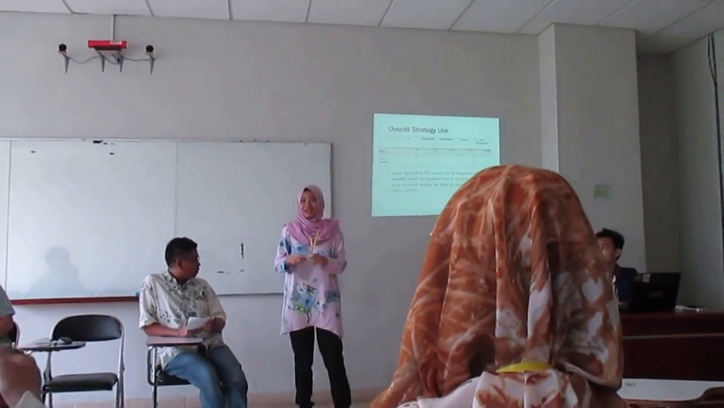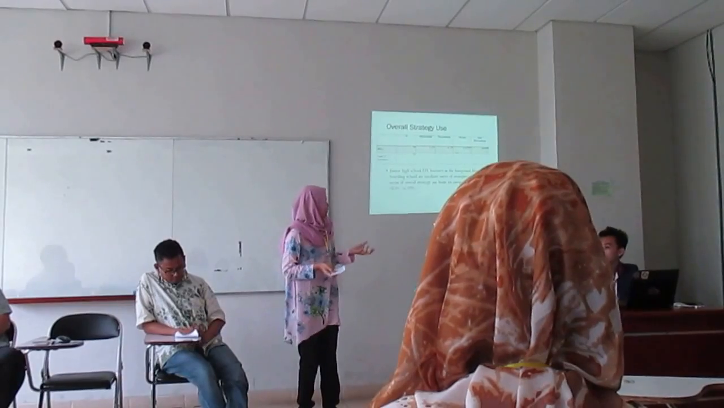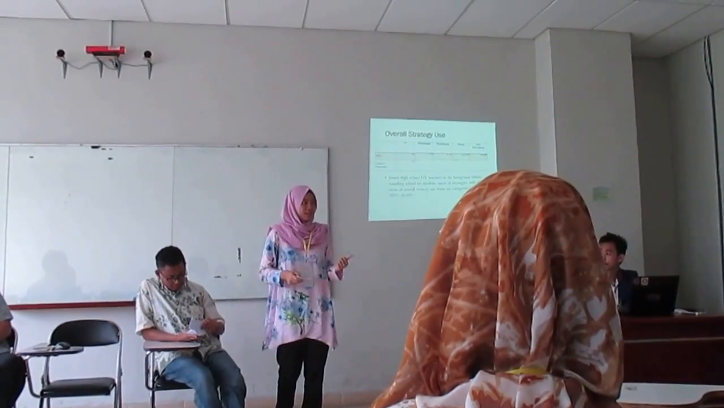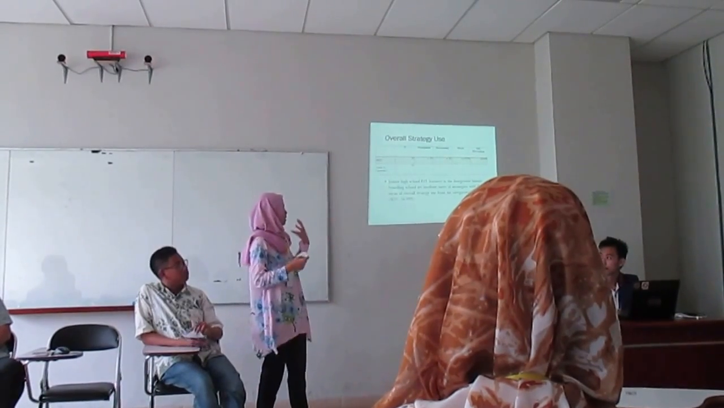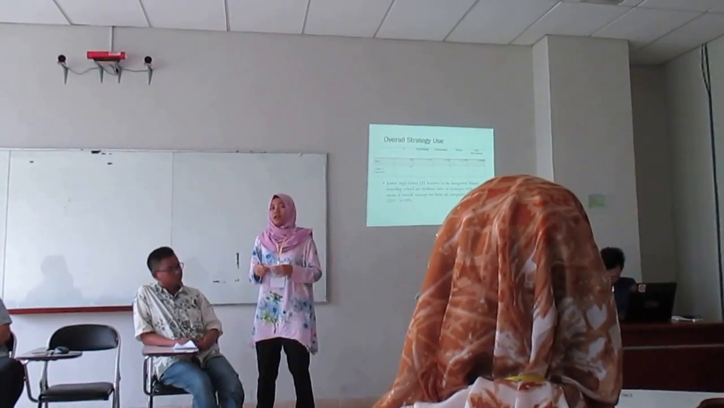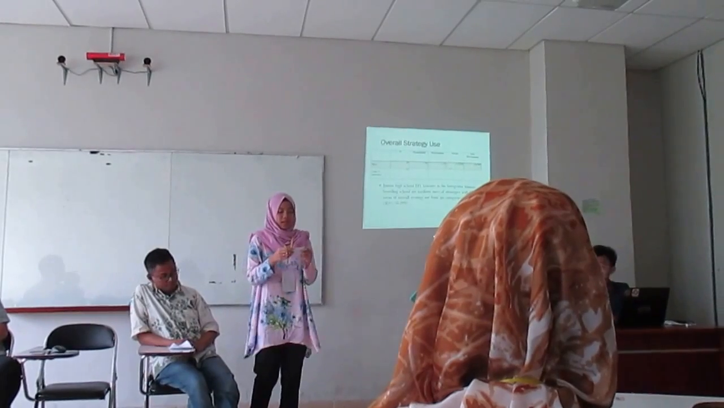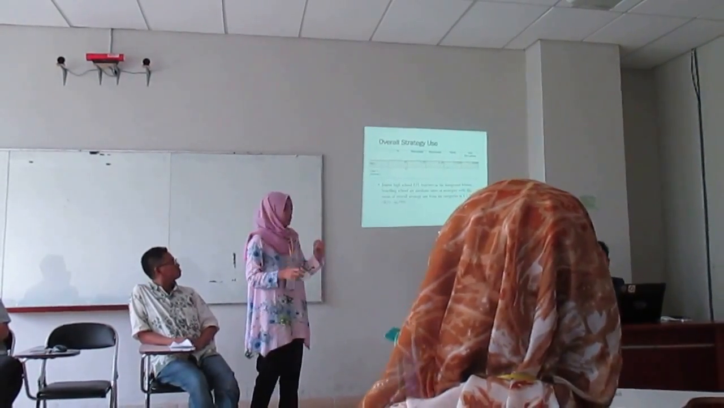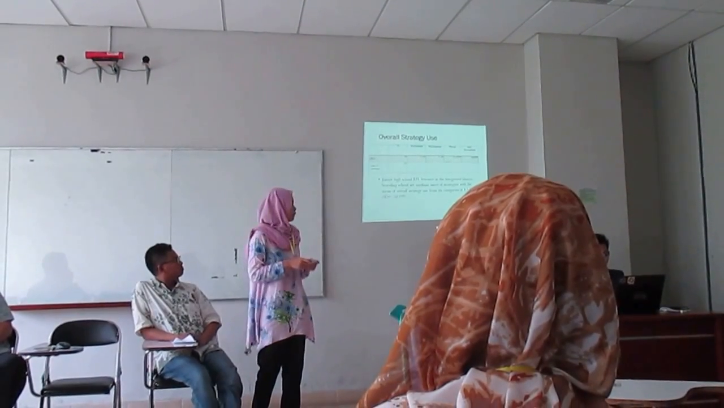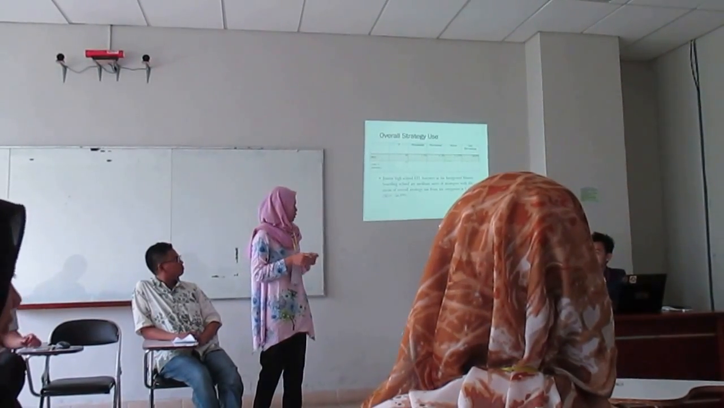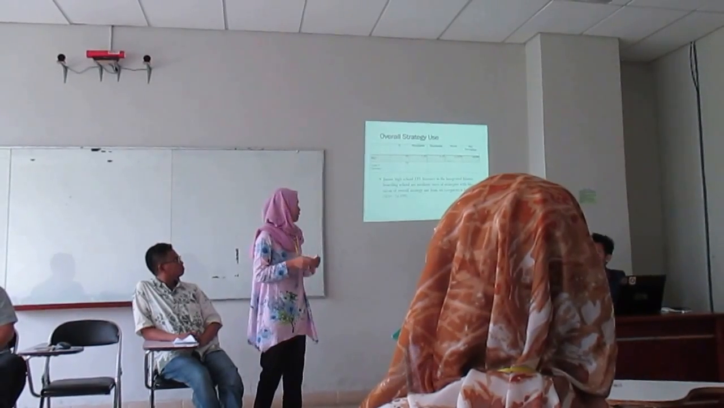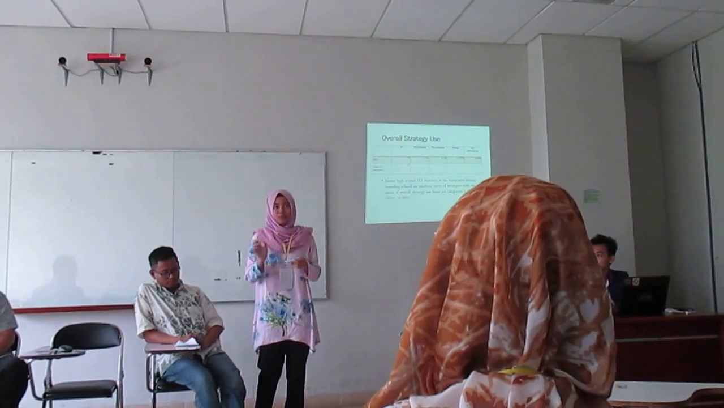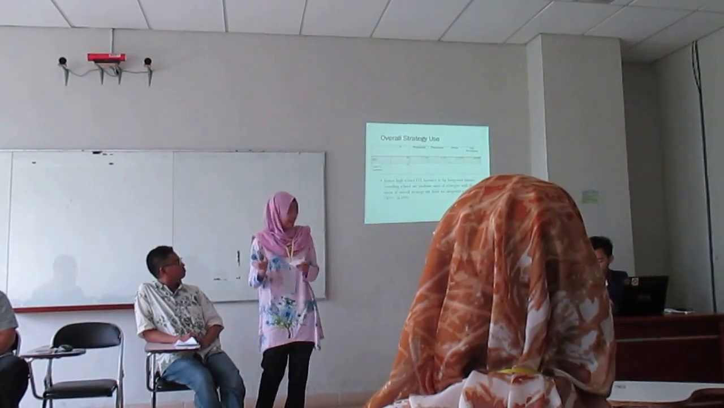Okay, hi everyone. Now I will continue the presentation about the findings, the conclusion, and the recommendation. Let's start from the overall strategy used by the students in the junior high school. From the table, you can see that the students are medium users of strategies with a mean of 3.1279 from a 1 to 5 scale.